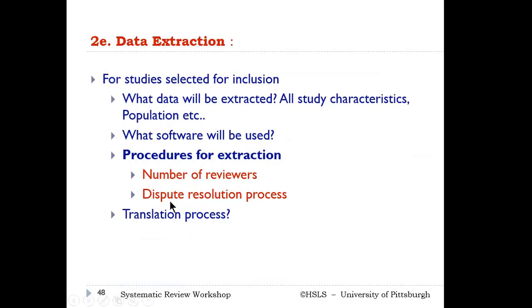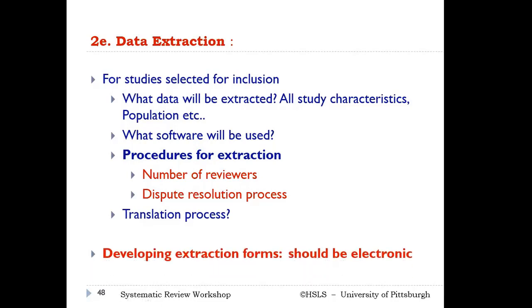If you are using articles other than English, then you should have a process to get the translations, so that also has to be stated there. The best thing is to develop extraction forms, extraction tables, for this purpose. There are tables that we can use actually. I can show you those. Nowadays we do everything electronically, so there should be electronic extraction forms.